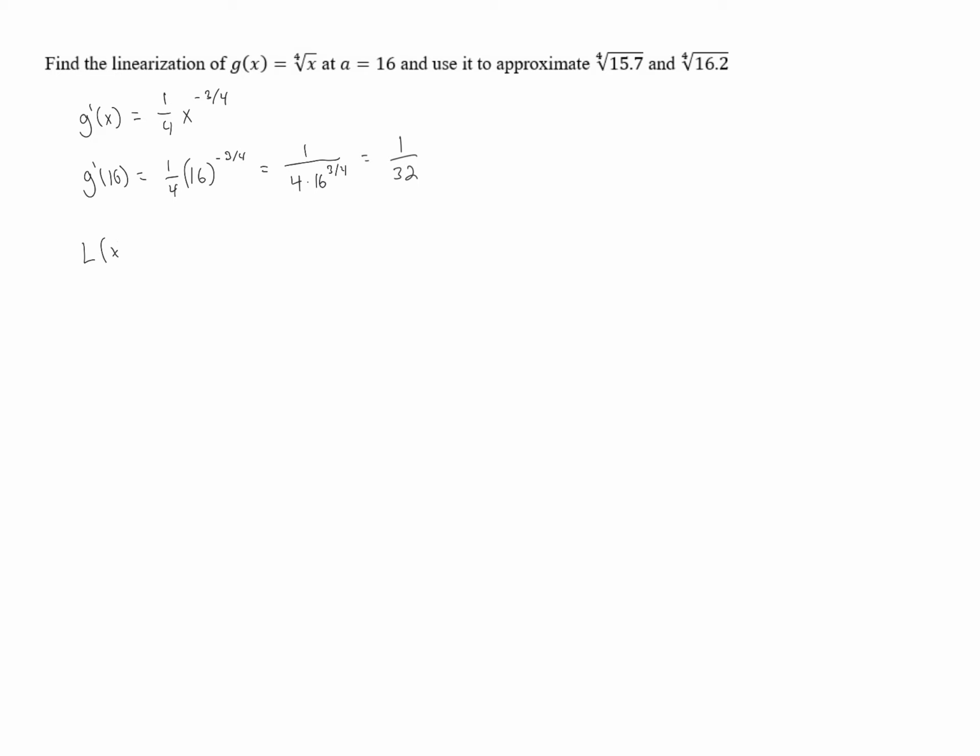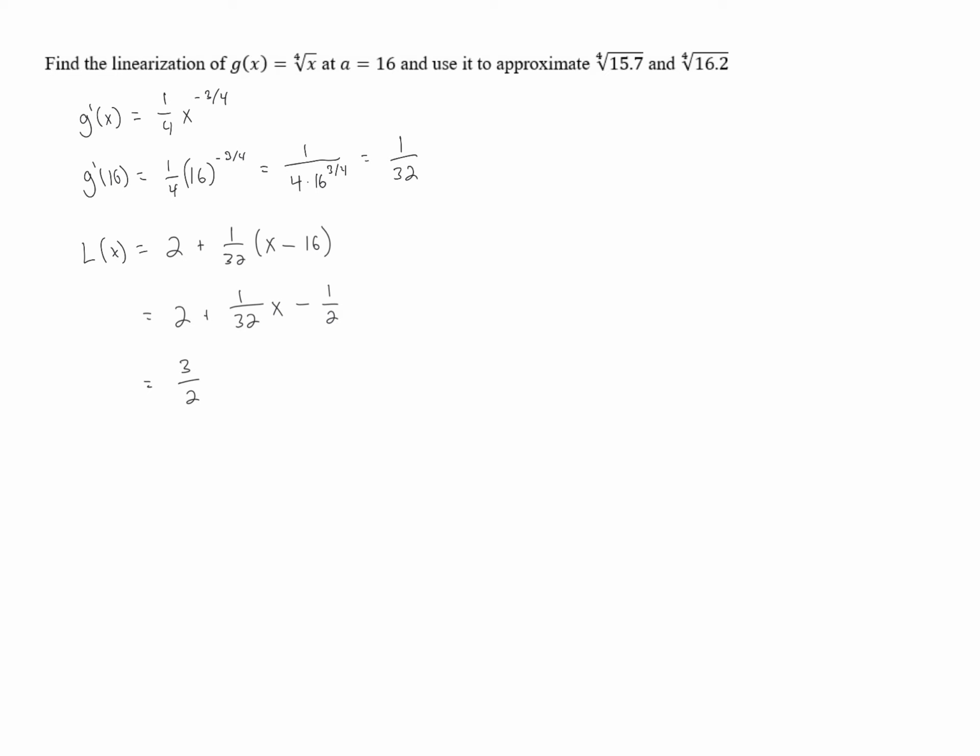And so our linearization is going to be our function evaluated at 16. So that's the fourth root of 16, which is 2, plus the derivative there, which is 1/32, times x minus a, which in this case is 16. And so we can, if we want, write this as 2 plus 1/32 x, and then minus 16/32 is 1/2. And then 2 minus 1/2 is 3/2.